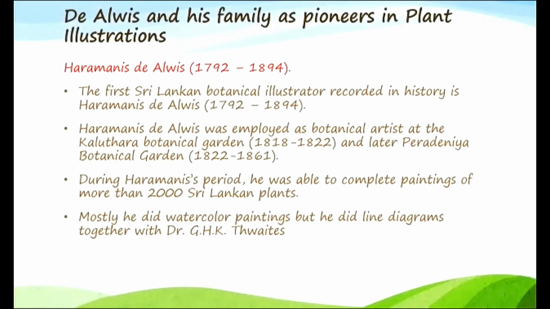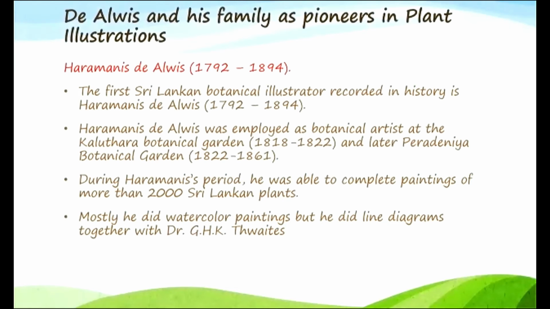First, I will give information about Harmanis Alwis. The first Sri Lankan botanical illustrator recorded in history is Harmanis Alwis. He is the first recorded Sri Lankan illustrator, but the previous illustrators, everyone that I explained, were foreign illustrators. Harmanis Alwis was a very fortunate person. He was employed as botanical artist at the Kalutara Botanic Garden as well as later at Peradeniya Botanic Garden. During his period, he was able to complete paintings of more than 2,000 Sri Lankan flowering plant species.